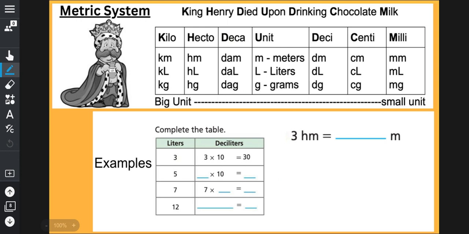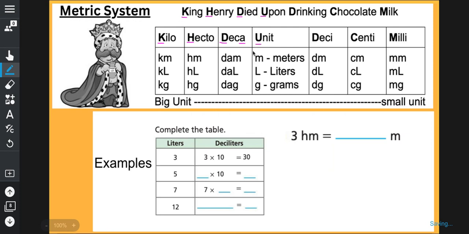The metric system is also going to be within this unit. The customary system is used in the US, so it's important to know. The metric system is used everywhere else in the world, and it is the universal system of measurement in science, so it's going to be one that is important to understand. I like to use the phrase, King Henry died upon drinking chocolate milk. The K stands for kilo. The H is hecto. The D is for deca, and deca is represented as DA. The U is the unit.